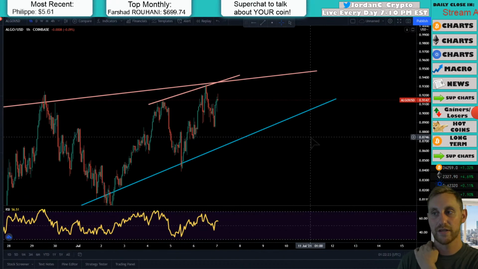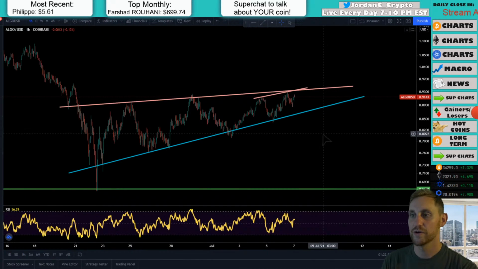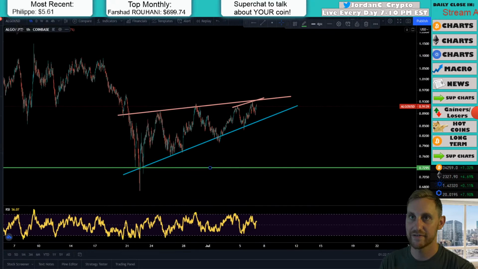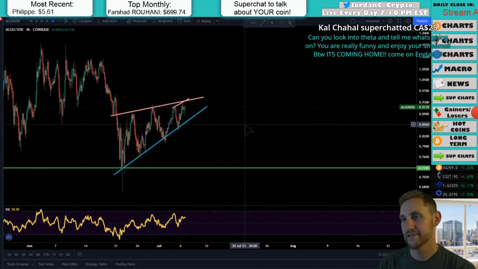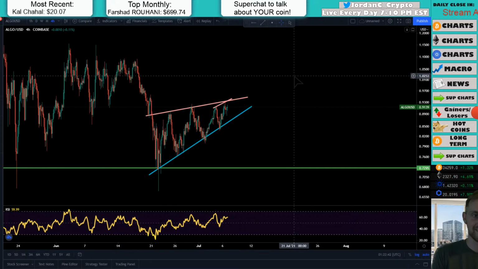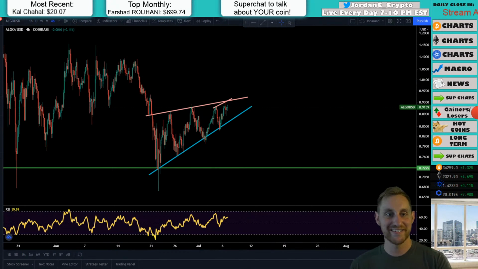Zooming in a little bit. But if you zoom out, you are in a rising wedge, which is typically bearish. And the breakout target would be down there at about 72.95. So keep that in mind, guys. Weird cousin Al.